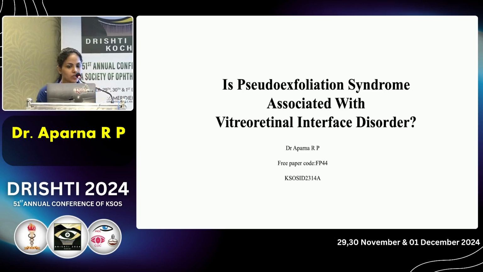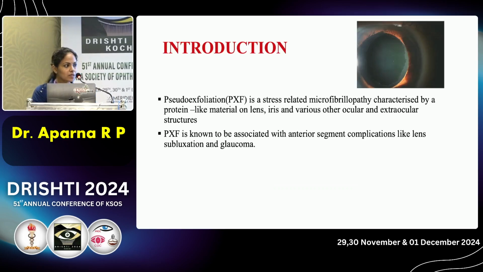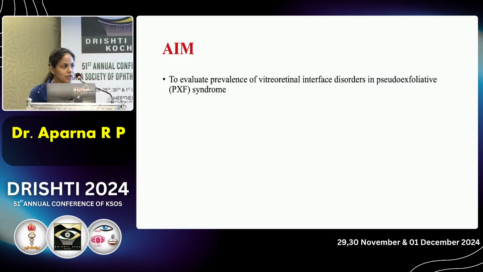Good afternoon. Today I am going to present our study in which we try to address the question, is pseudoexfoliation syndrome associated with vitreoretinal interface disorders? Pseudoexfoliation is an age-related microfibrillopathy characterized by deposition of protein-like material on the lens, iris and various other ocular and extraocular tissues. And pseudoexfoliation is known to cause anterior segment complications like lens subluxation, glaucoma, non-dilating pupil and weak zonules. And in our study, we tried to analyze whether pseudoexfoliation syndrome is associated with vitreoretinal interface disorders.